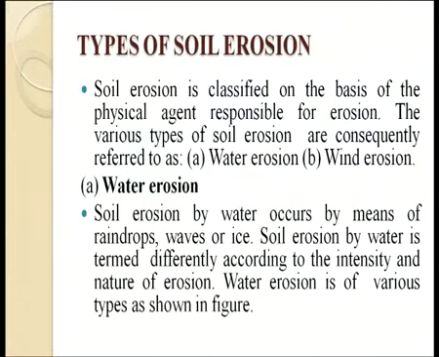Soil erosion by water is termed differently according to the intensity and nature of erosion. Water erosion is of various types as shown in the figure. Water erosion can occur due to raindrop, sheet, rill, stream bank, landslide and coastal erosion. We will discuss one by one.